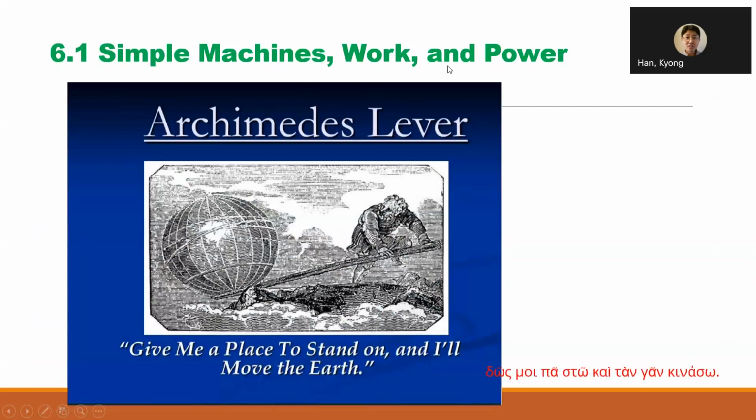And here's simple machines and work and power. Here is Archimedes and the Archimedes lever. He claimed, give me a place to stand on, and I will move the earth. A crazy idea, but I think theoretically he could do it. This is maybe a Greek saying. If I have this kind of bar, he can move the earth. This is a kind of simple machine.